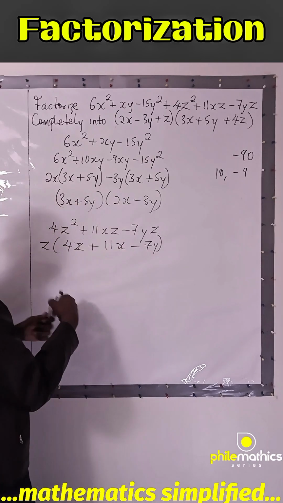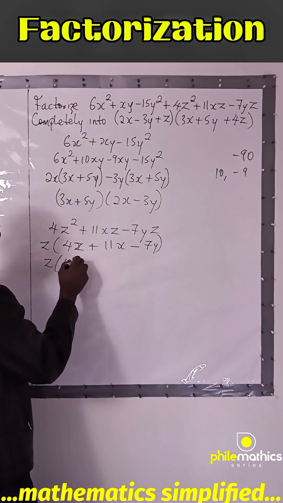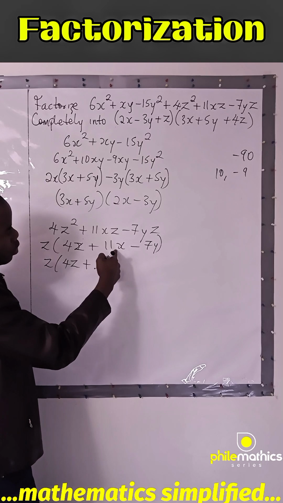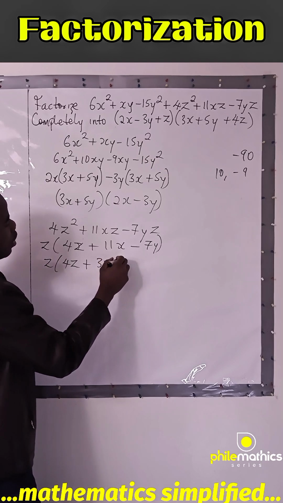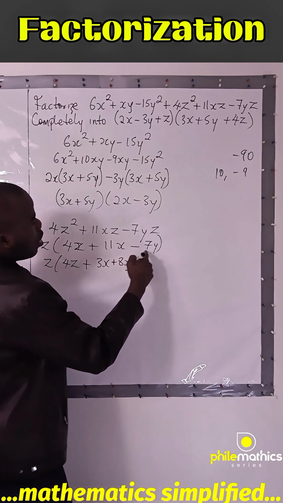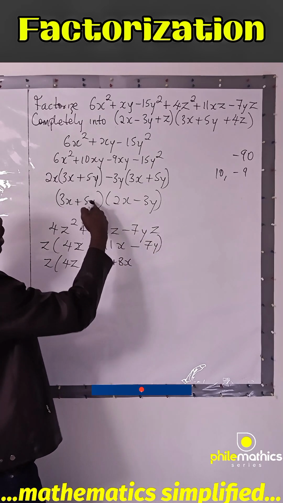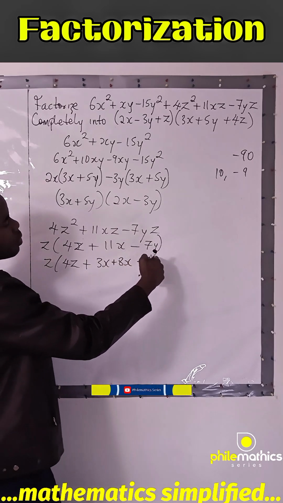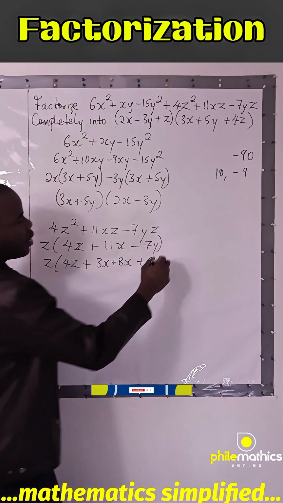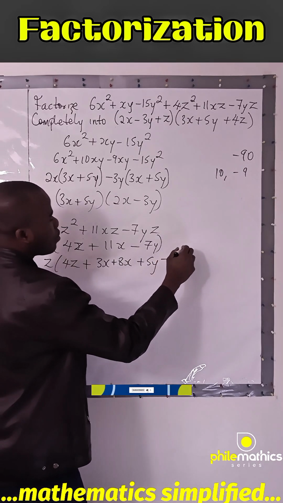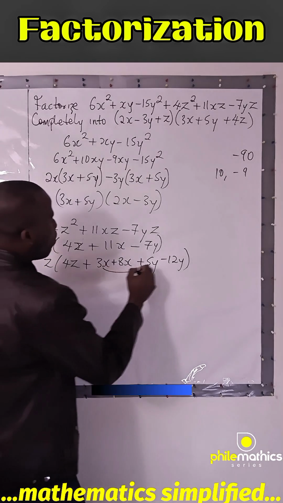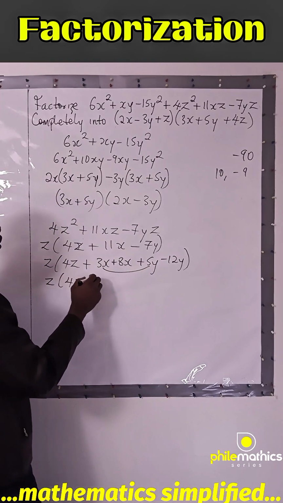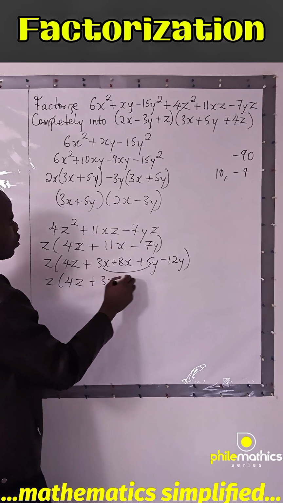I can split this as 4z plus 3x. What do I add to 3x to get 11? That should be 8x. Now, minus 7y. How do I get 5y? So if I have plus 5y, what do I subtract from this to get minus 7y? That should be minus 12y. And now, if I combine this, I'll get z, 4z plus 3x plus 5y.